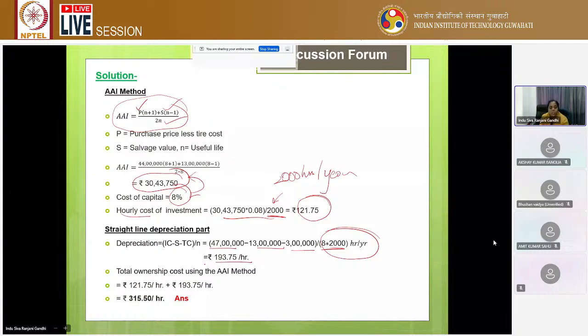Okay. Now you have to add both the components. One is the investment cost, the other one is your depreciation cost. If you add both, you will get the total ownership cost using the average annual investment method. So this is the right answer for the question which was posted.